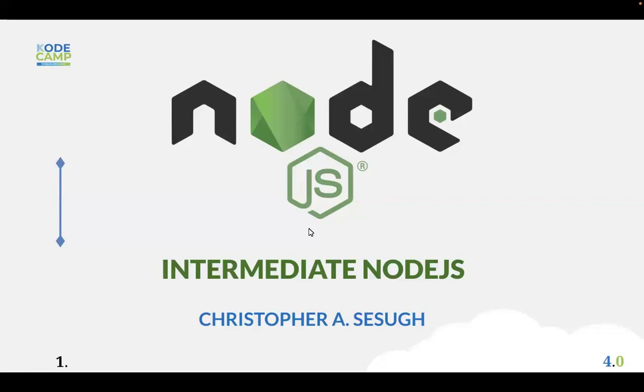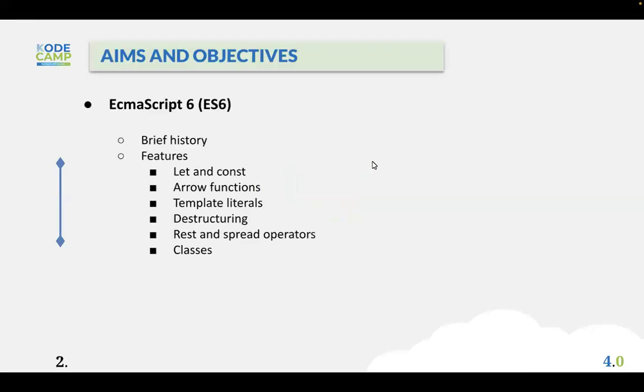We are still on advanced JavaScript concepts, and today we'll be looking at ES6. Under ES6, we look at the brief history of ES6, and we will look at some of ES6 features. We can't cover ES6 in this class, so we'll look at these features today. In our next class, we'll look at the other features.